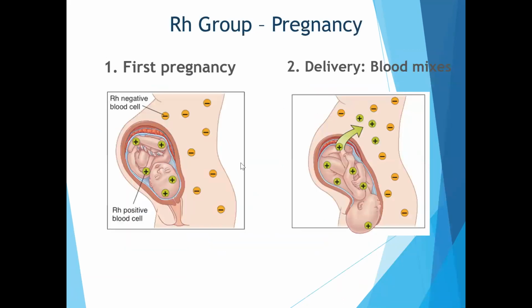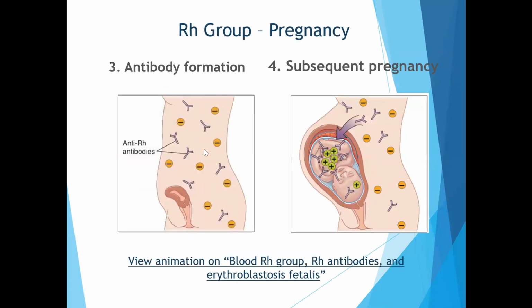The same concept with pregnancy. You have an Rh negative mother and Rh positive baby. The mother is exposed to that Rh positive blood. So you know what comes next. That means we're going to create antibodies, just like the transfusion. So then next pregnancy, if they have an Rh positive baby again, those antibodies are going to attack the baby. No good.